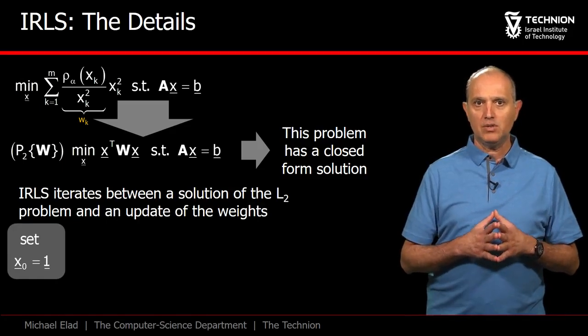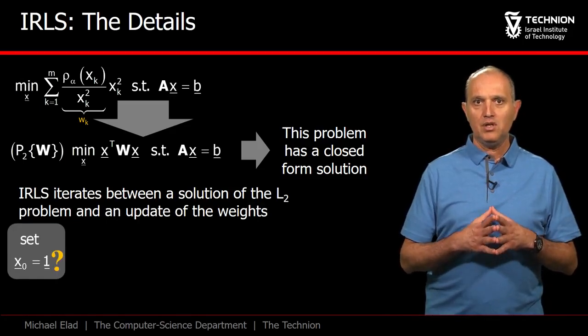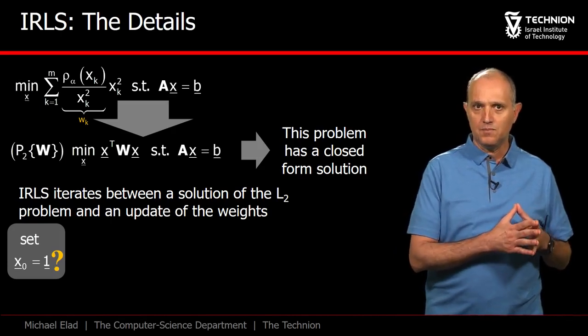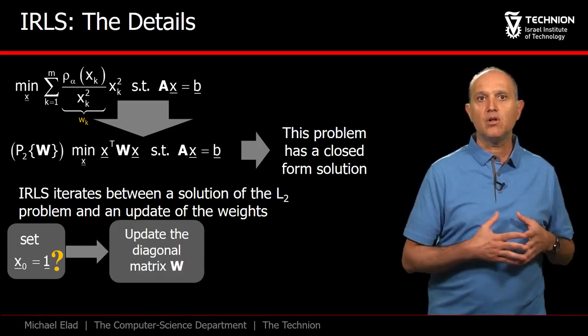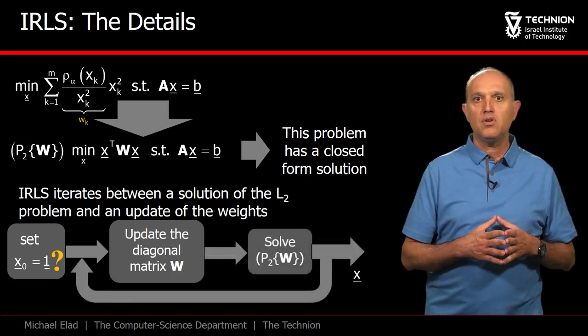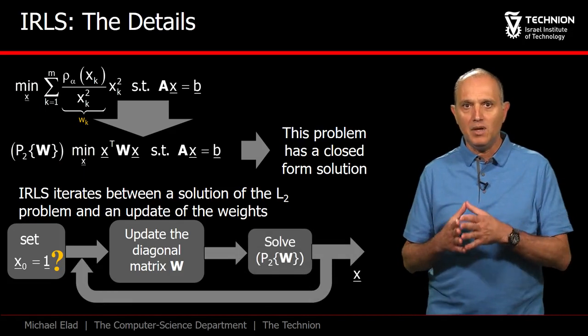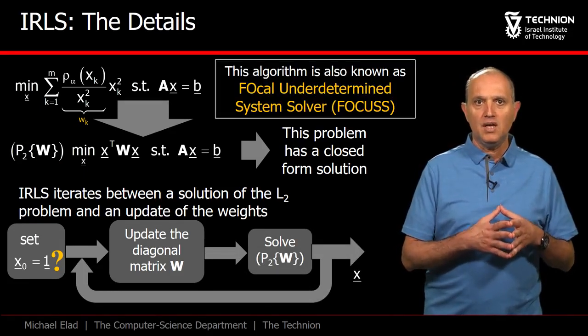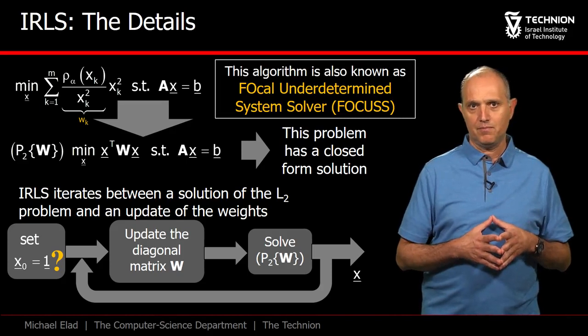Here is a block diagram describing this process. We initialize the algorithm with 1s and compute the corresponding weights. Given these weights, we solve what we have defined as P2 of W. Armed with the new solution, we update the weights, and so on. This method is also known in the literature as focus algorithm.